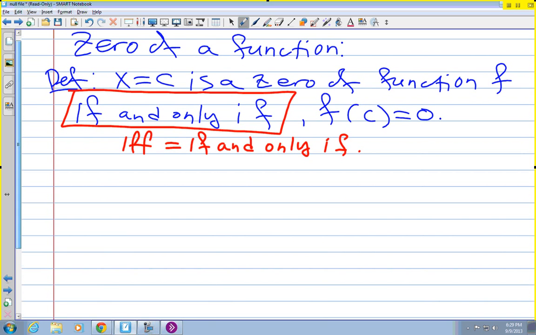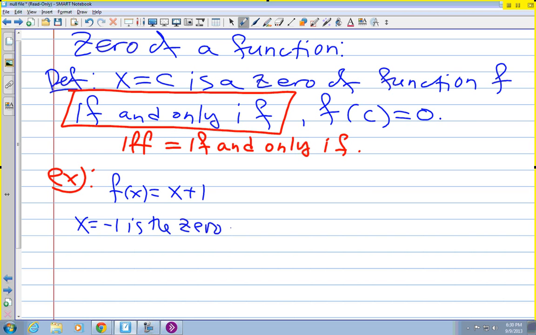Okay. But for example, very simple example of what it means for something to be a zero of a function. If I just give you a function, something simple like that, and I ask you, find all the zeros of this function, so you're just looking for the x value that turns everything into 0, which would be what? Negative 1. So x equals negative 1 is the zero of that. You can have more than one, depending on the function.